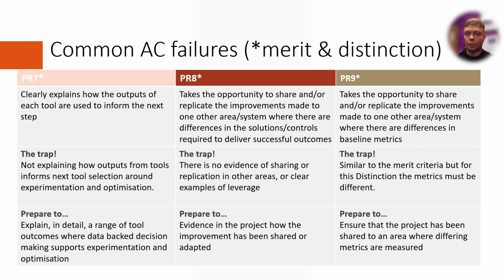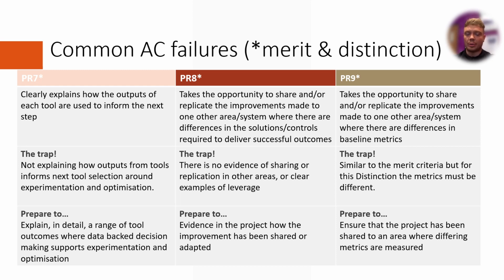PR8: takes the opportunity to share and/or replicate the improvements made to one other area or system where there are differences in the solution or controls required to deliver successful outcomes. The trap here is there is no evidence of sharing or replication in other areas, or clear examples of leverage. Prepare in this section by evidencing in the project how the improvement has been shared or adapted.